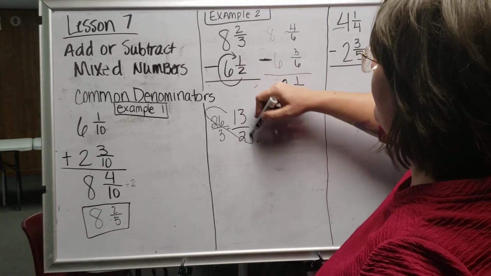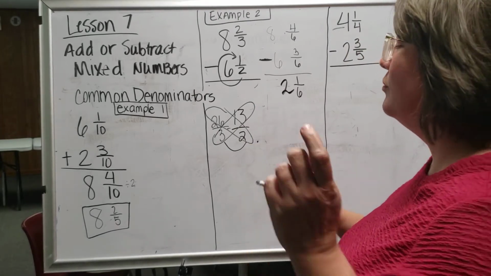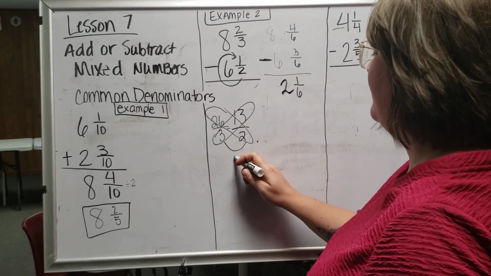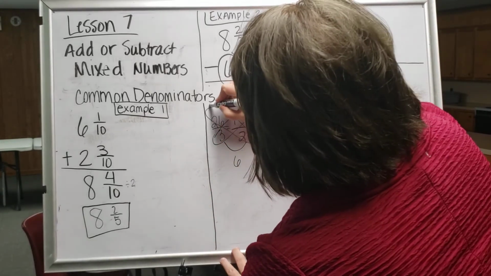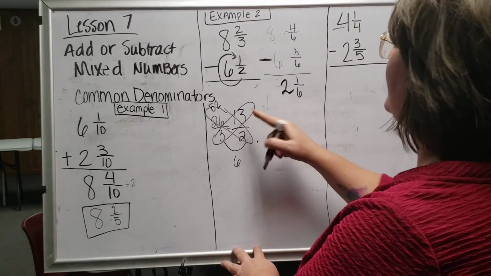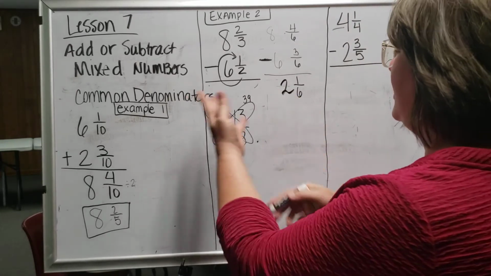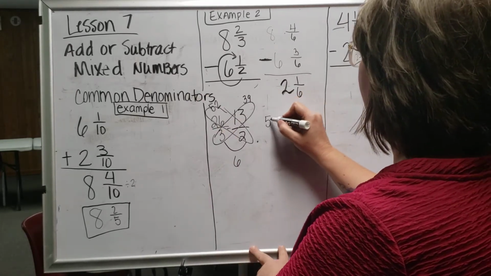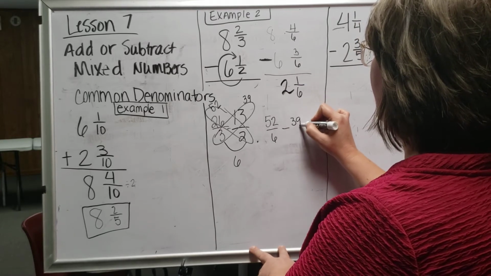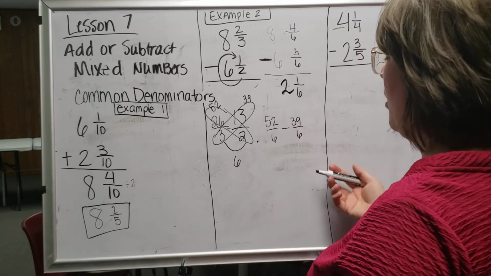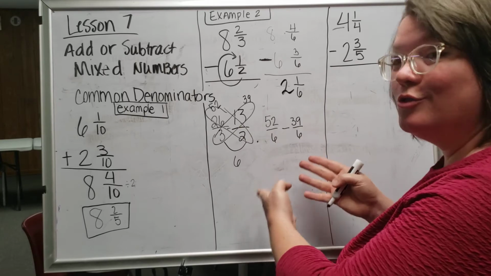Remember, you do your butterfly wings. And then 3 times 2 is 6. 2 times 26 is 52. And then 3 times 13 is 39. We can use this to make our new fractions, which would be 52 over 6 minus 39 over 6. Okay, here's where it gets complicated if you choose to use this method.